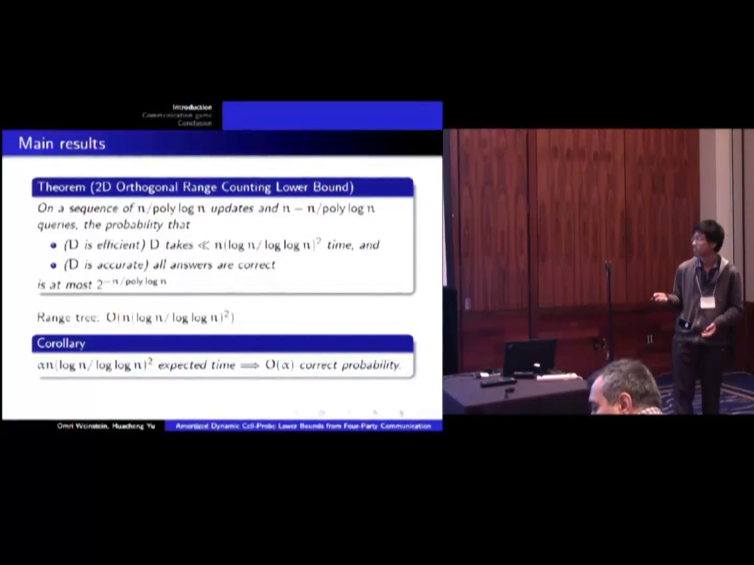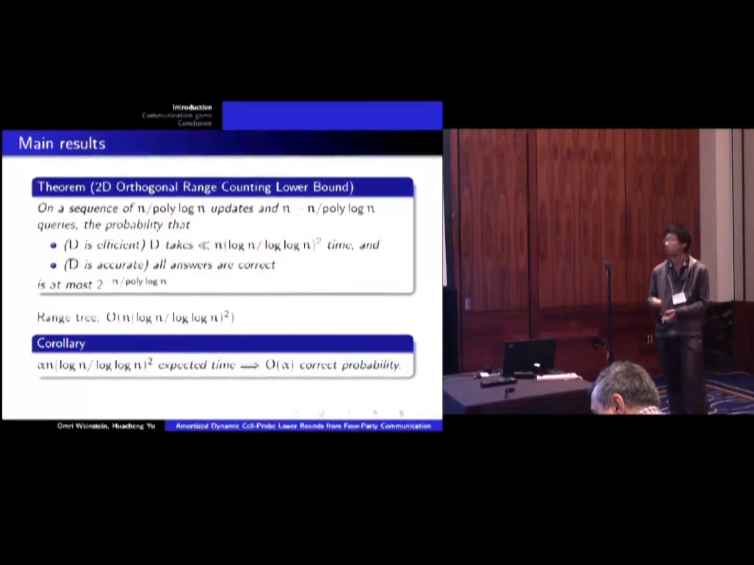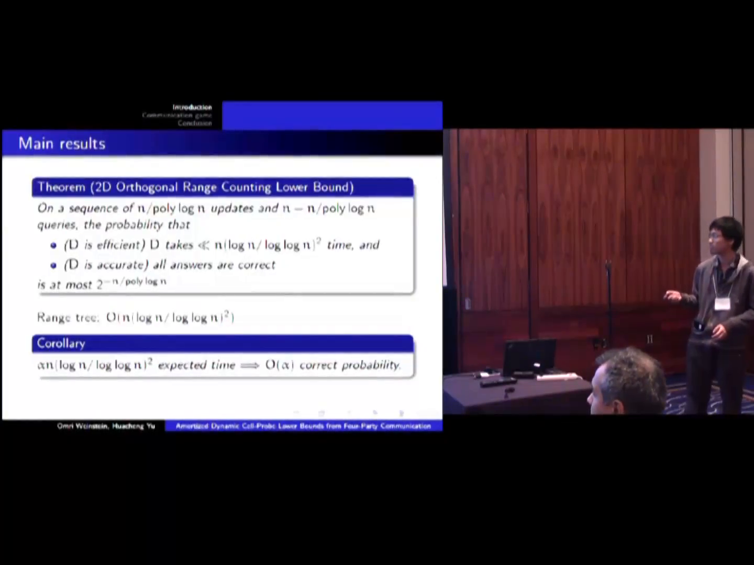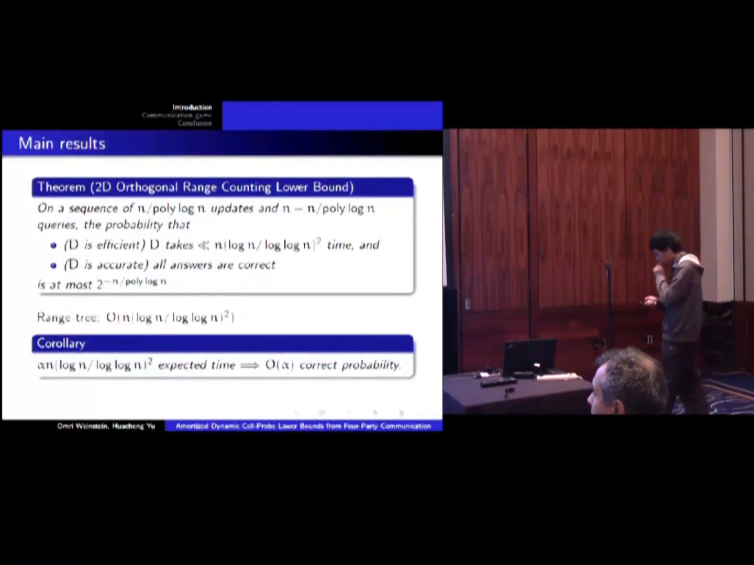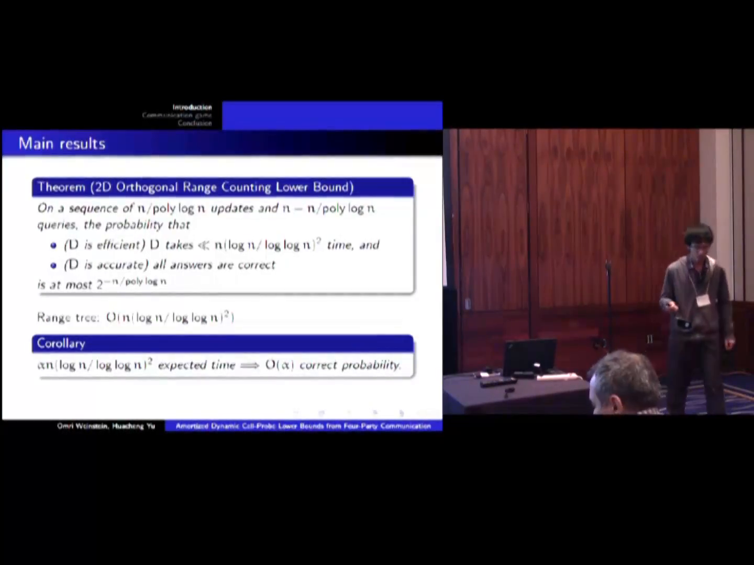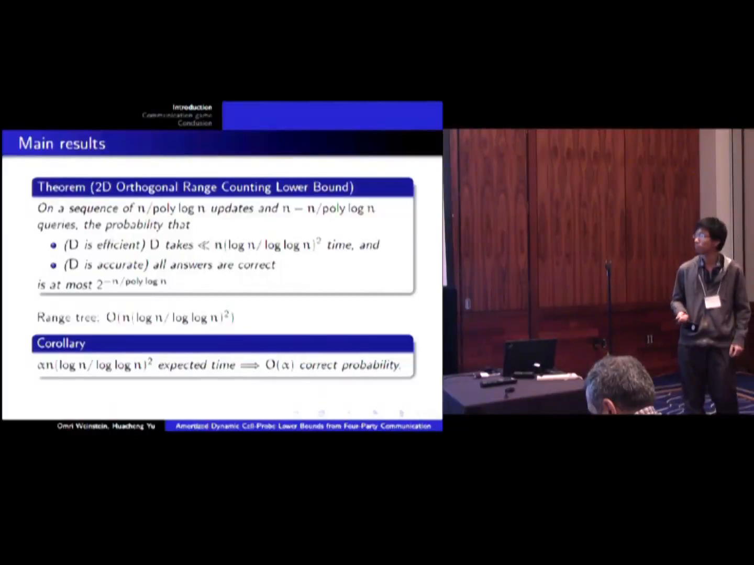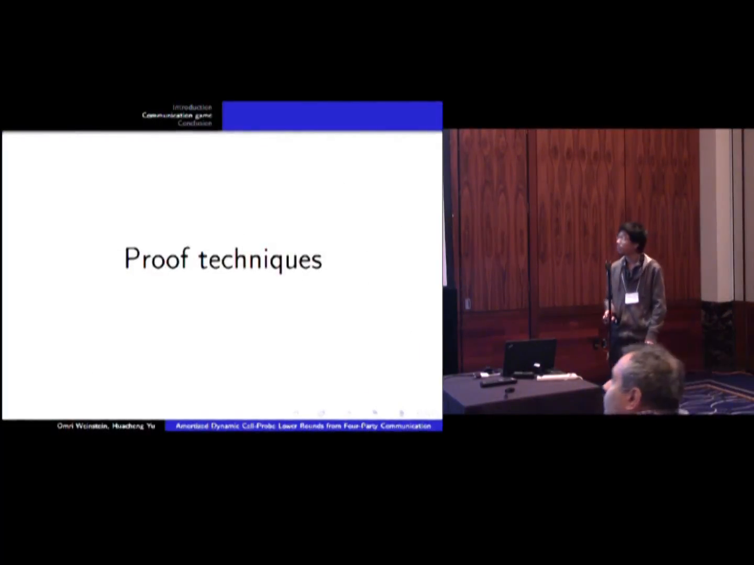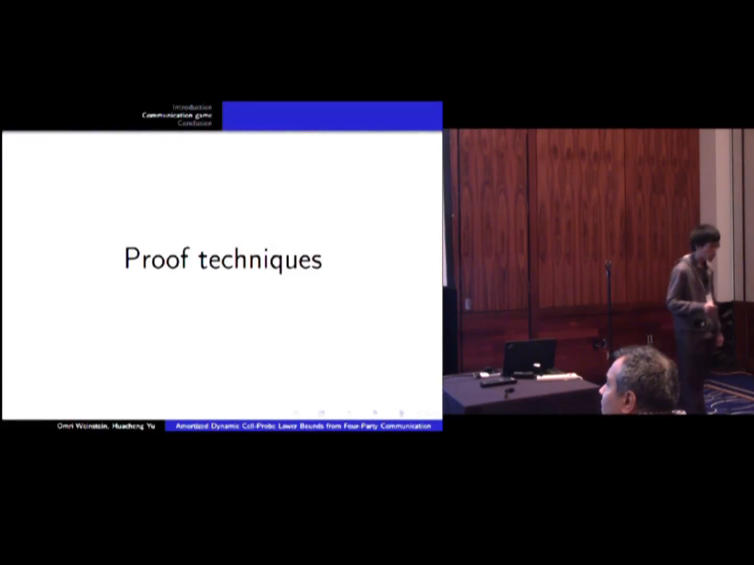For this simple data structure, of course, the expected running time is alpha times the performance of the range tree, and with probability alpha, we answer all queries correctly. So this statement is also tight. In the remaining time, I will briefly describe some ideas in our proof techniques.